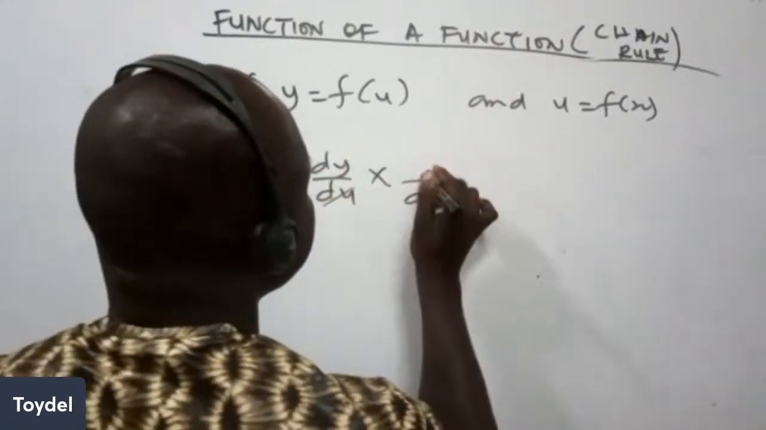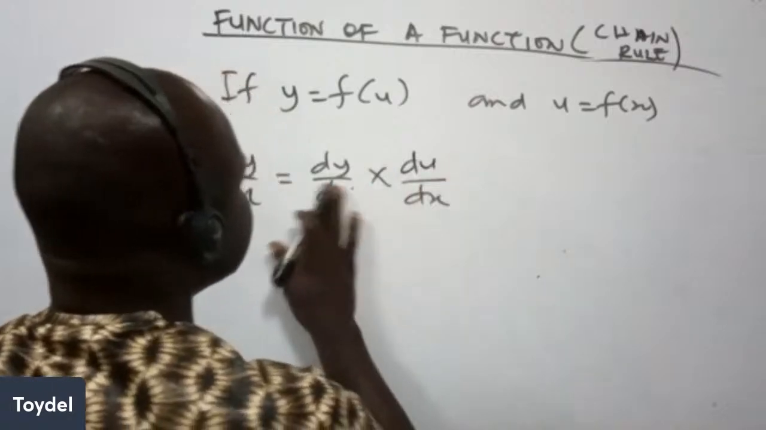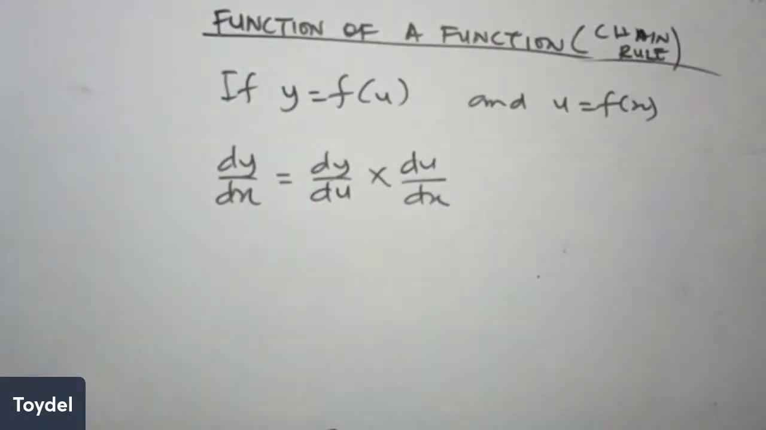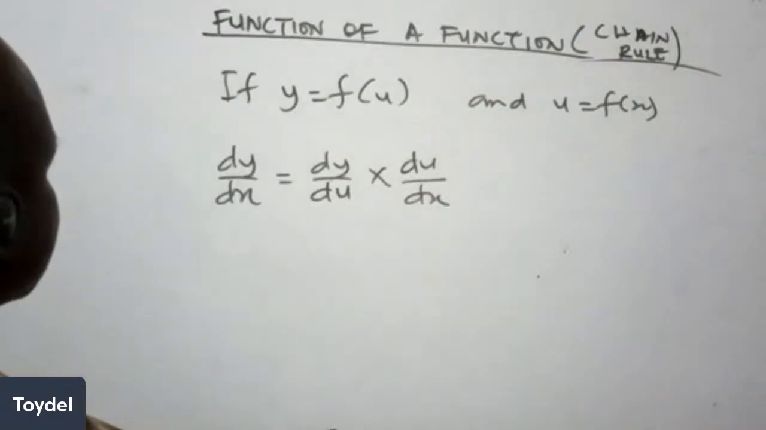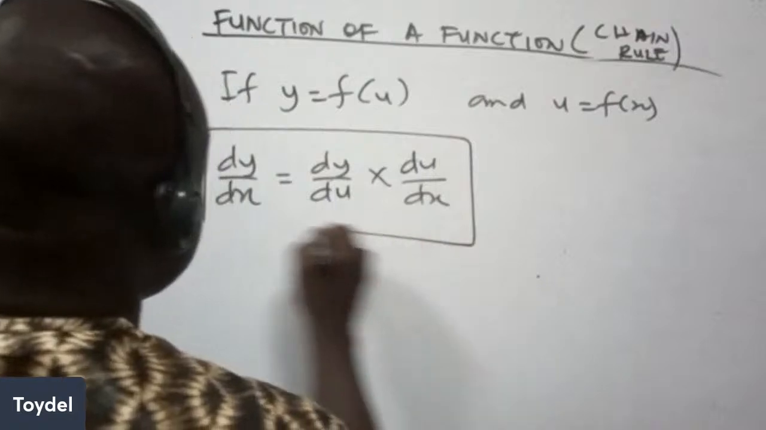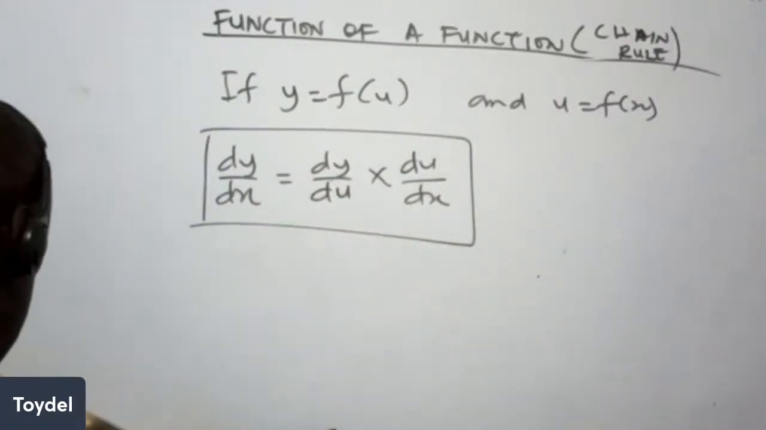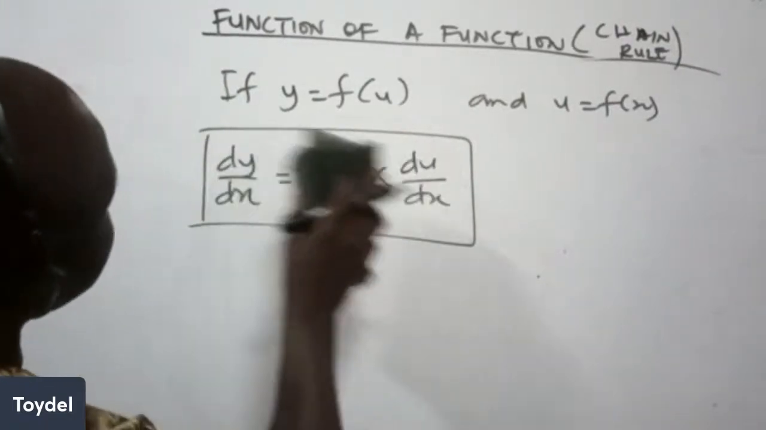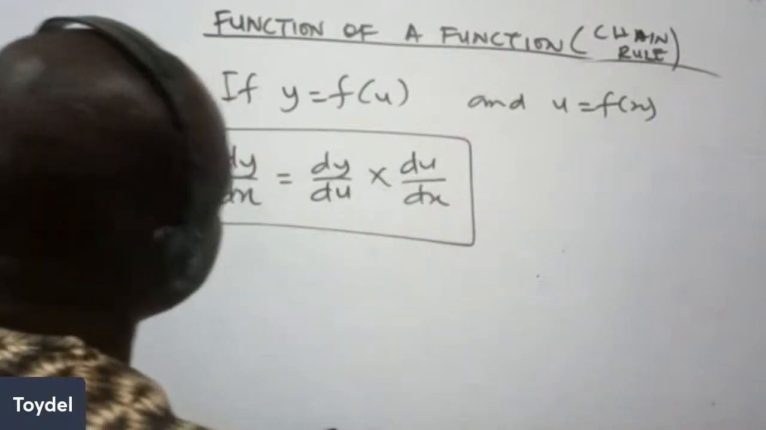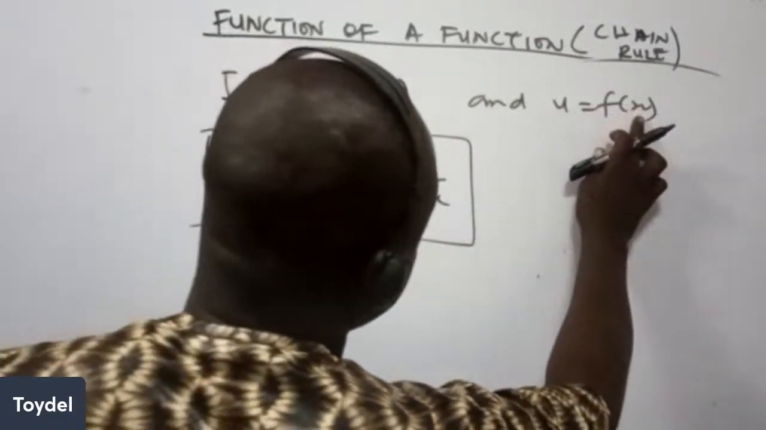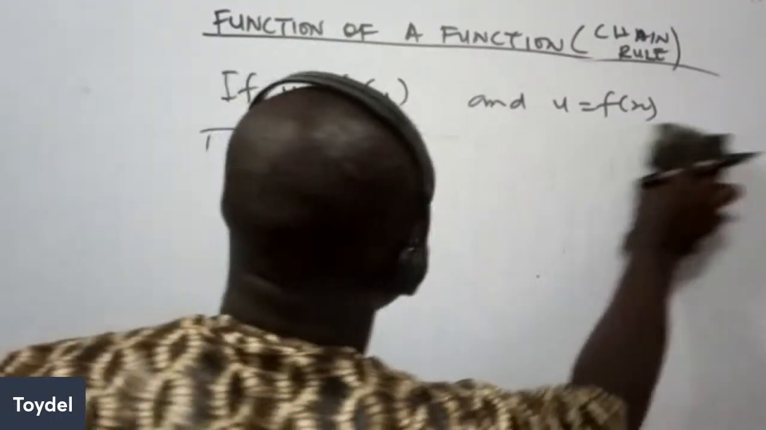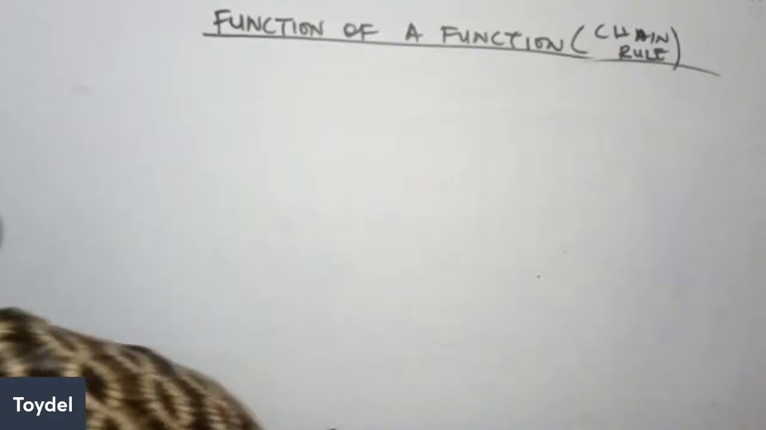So there are some questions that we cannot do directly. So we need to make some substitution before we can actually get the value of dy/dx. In such a case, our dy/dx is equal to dy/du multiplied by du/dx. This is also called the chain rule or function of a function, because there are two functions here. u is a function of x, y is a function of u. So that is what we do if we want to find this type of problem.